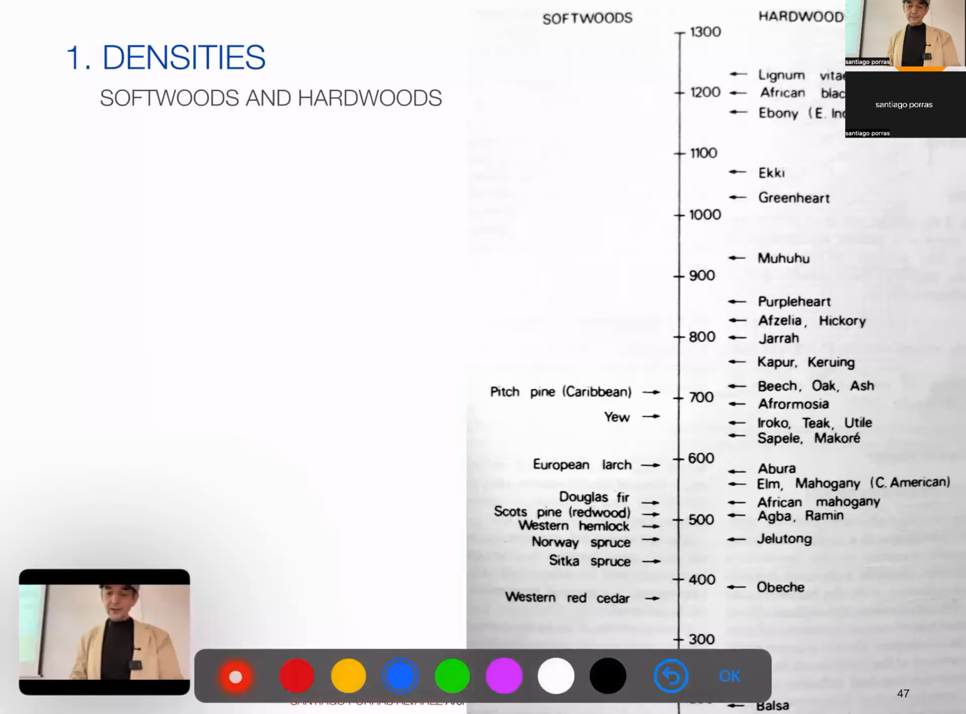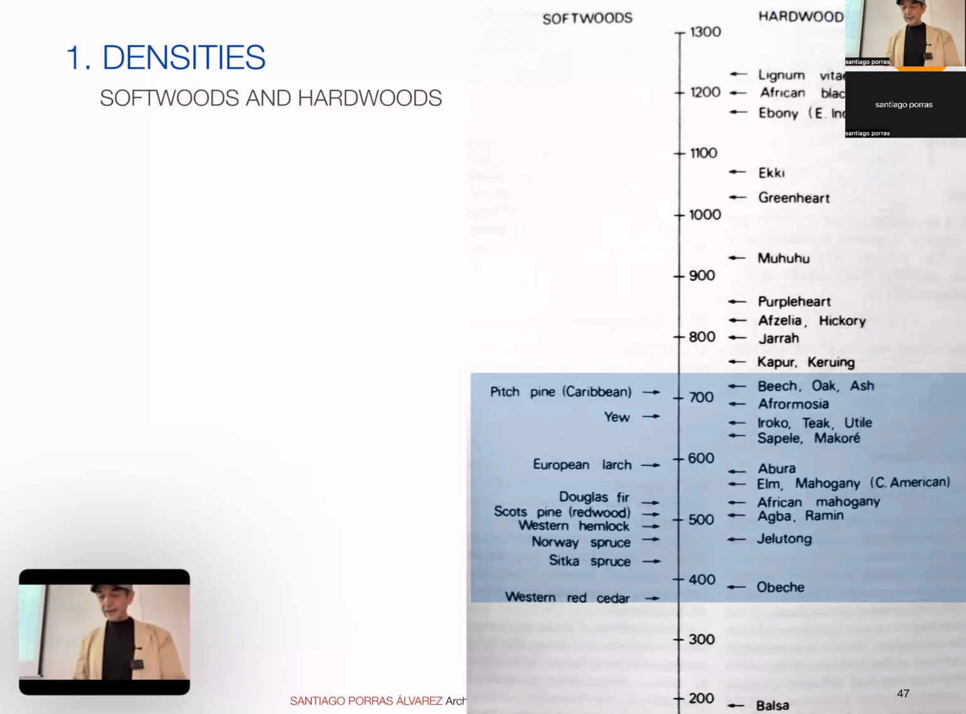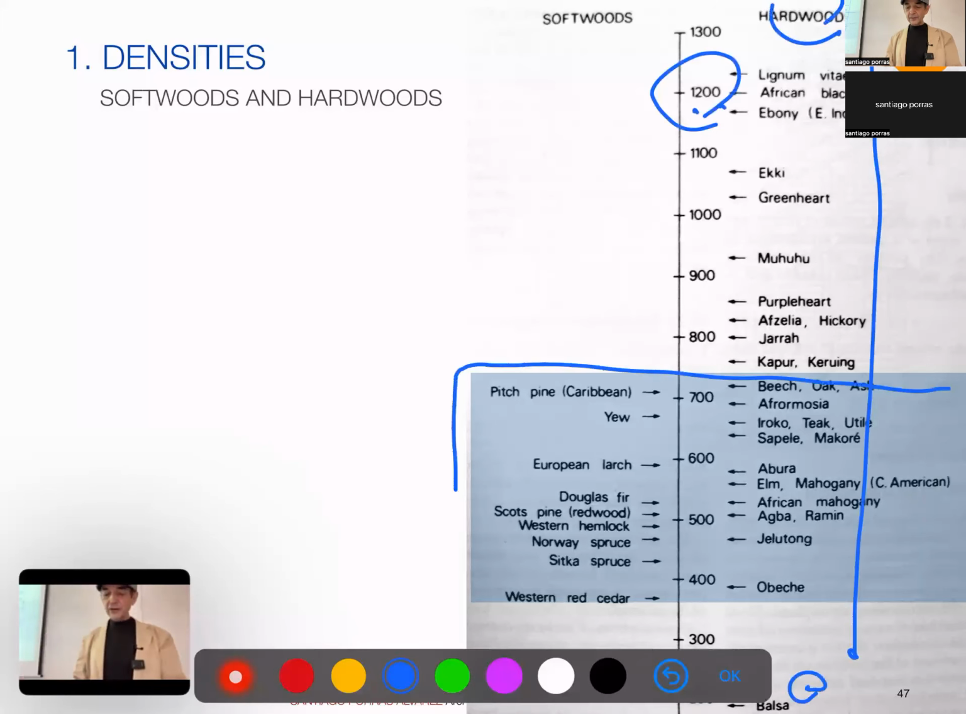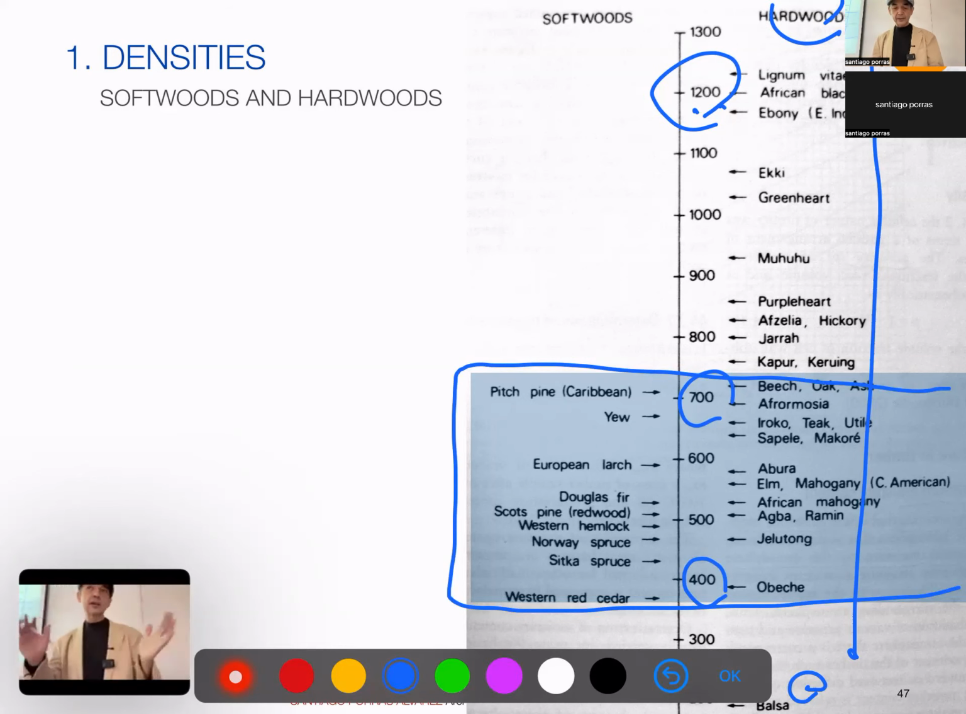Densities. You will see that hardwoods have a wider range. So you have tropical timbers that we saw, which are heavier than water, and some which are very light. But most, both hardwoods and softwoods, are in the same range of densities, right? Almost all timber we use are between 700 and 400, right? Both softwood and hardwood. So this is nice, you are familiar with that data.